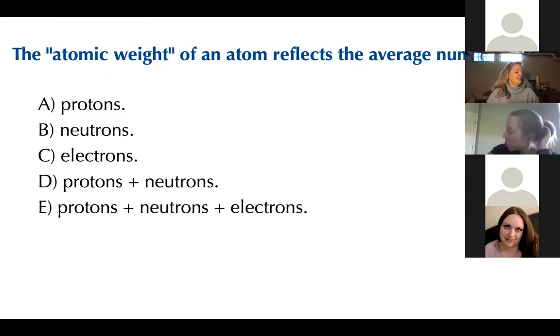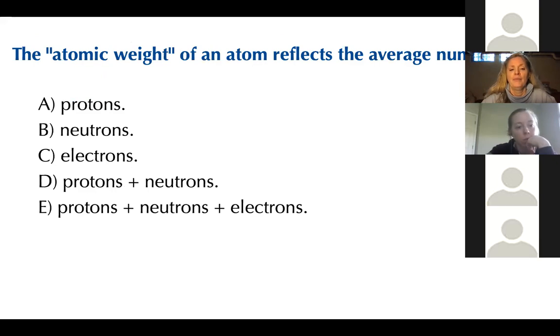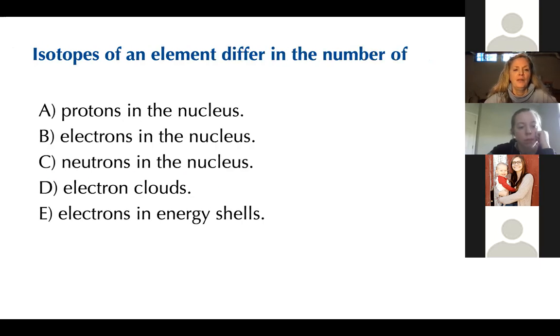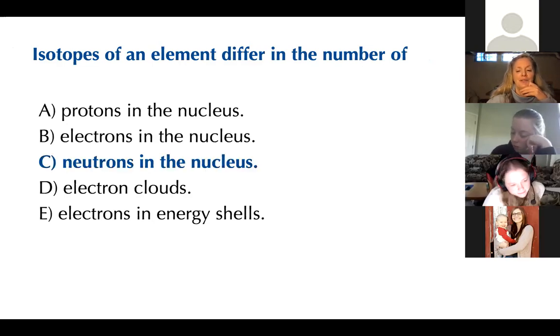All right. Atomic weight. Let's see if you can remember the difference of atomic weight and atomic number. So which makes the atomic weight? D, the protons and the neutrons, but not the electrons. Okay, not the electrons. All right. A nucleus consists of, what's in the nucleus? D, protons and neutrons. Same answer. Yep. And isotopes of a different element will differ in the number of what? Neutrons. Yep. Okay, good. You guys get it.